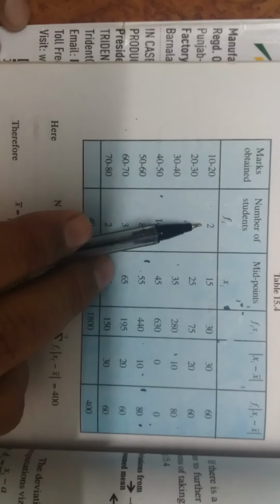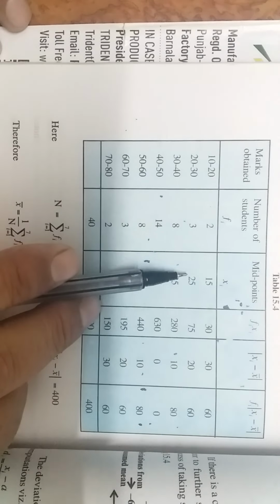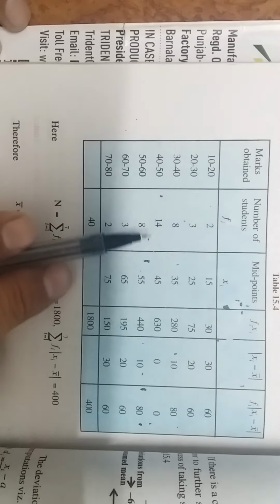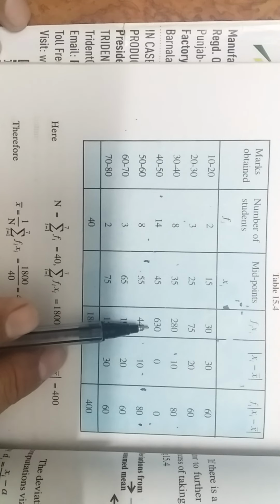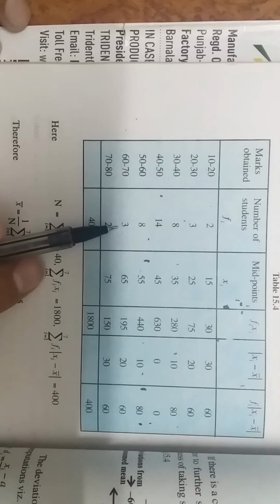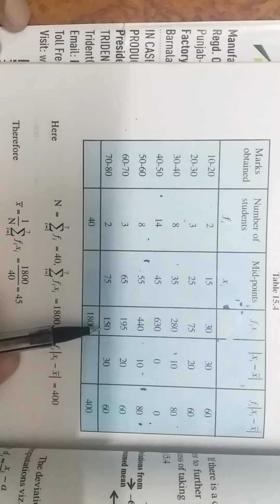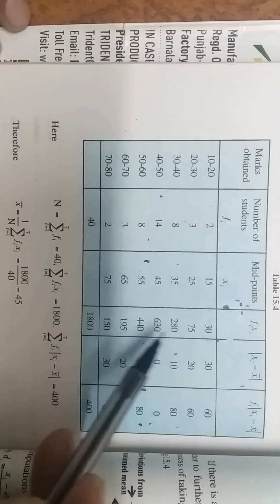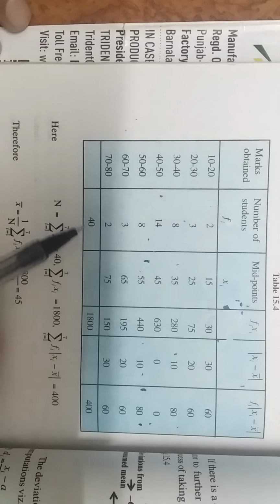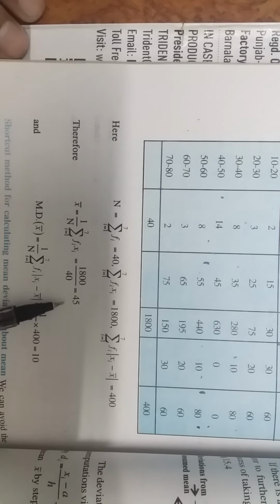We have to calculate the mean. 2 into 15, 30, 3 into 25, 75, 8 into 35 multiplied 280, 14 into 45, 630, 8 into 55 440, 65 into 3 195, 75 into 2 150. Then we calculate sigma fi xi, it came 1800. So mean will be 1800 by 40. So 1800 by 40, mean is 45.